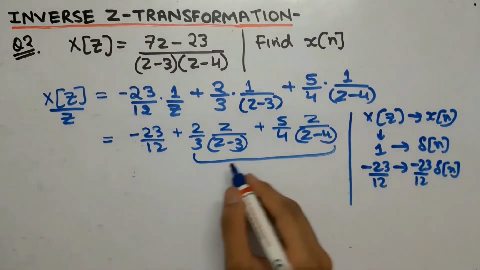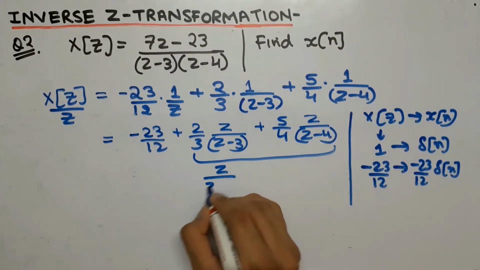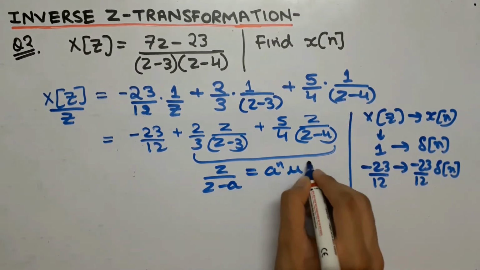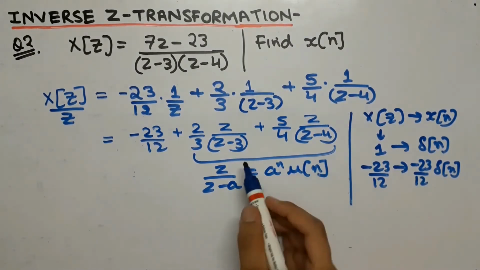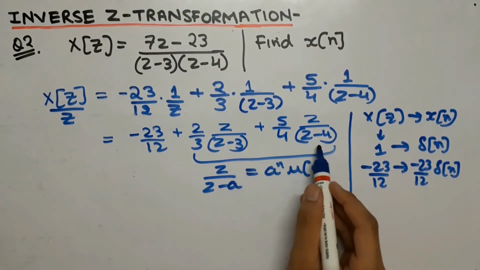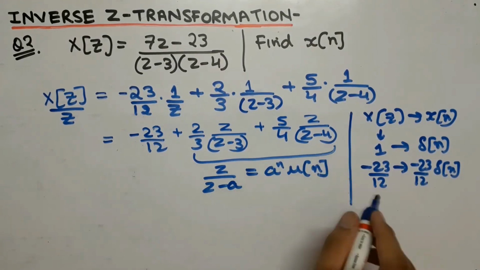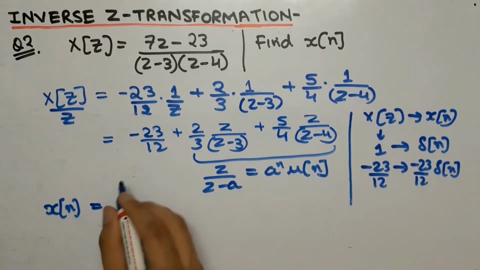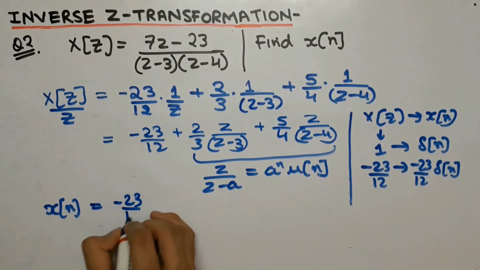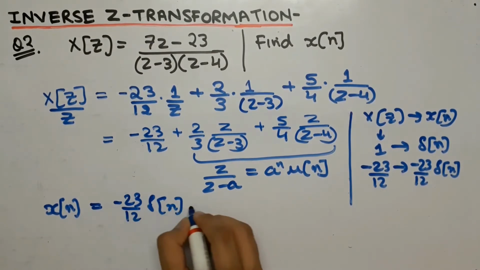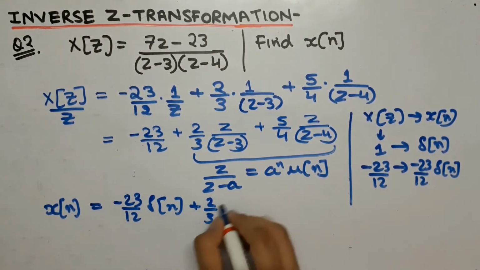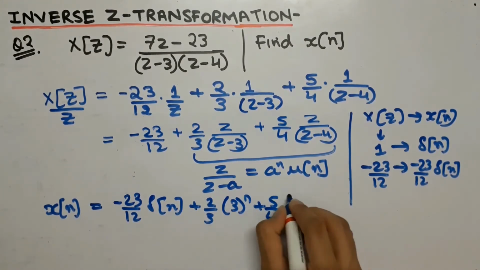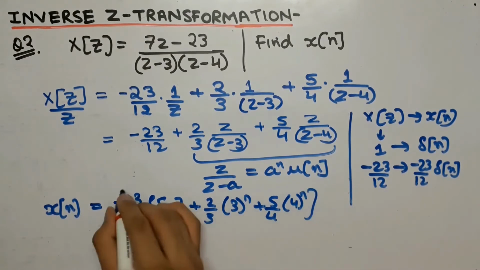Now for these two, we will simply apply the formula, that is z upon z minus a, which is a to the power n u(n). Now here the value of a is 3 and over here the value of a is 4. On applying these formulas, you will get the value of x(n), which will come out to be minus 23 by 12 delta n plus 2 by 3 into 3 to the power n plus 5 by 4 into 4 to the power n, and whole into u(n).